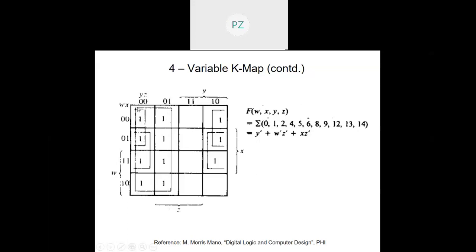Now when I use this one, I see that all wx are varying, because 0, 0, 0, 1, 1, 1. So both w and x will get eliminated.